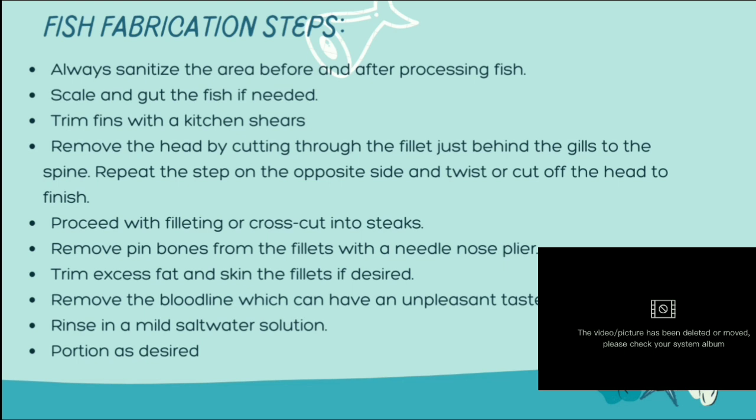Number 6, remove pin bones from the fillets with needle nose pliers. Use needle nose pliers or tweezers to grab the pin bone and gently pull it out, taking care not to tear the meat. Number 7, trim excess fat and skin the fillets if desired. Number 8, remove the bloodline, which can have an unpleasant taste. Number 9, rinse in a mild saltwater solution. And number 10, portion as desired.